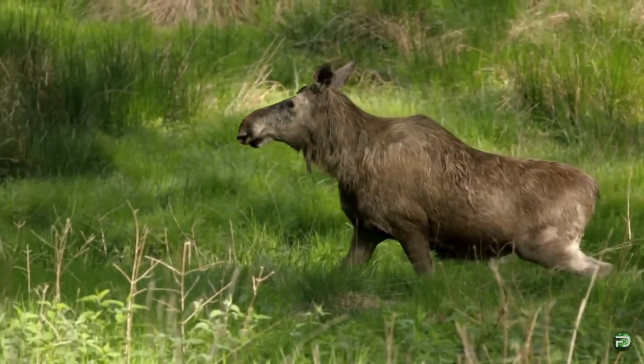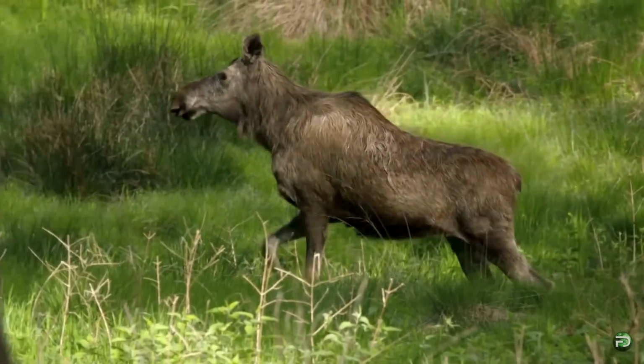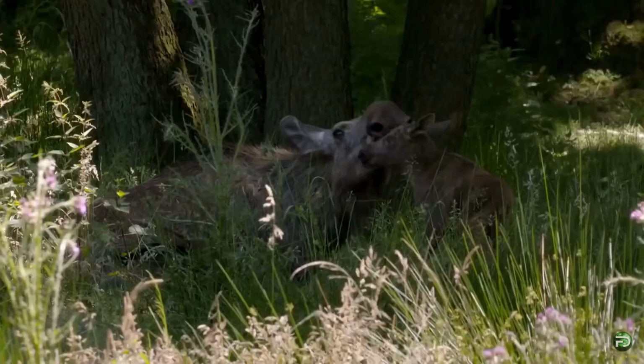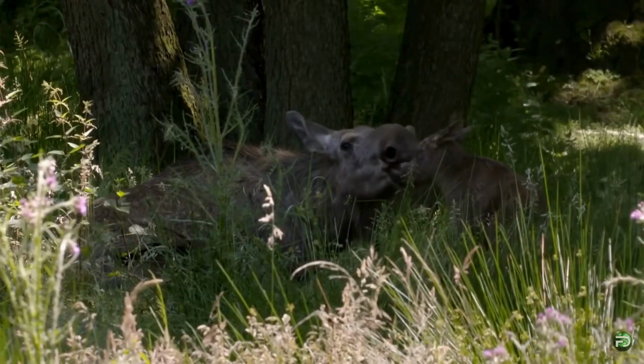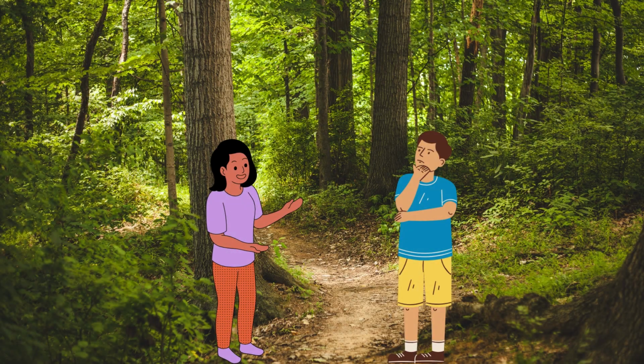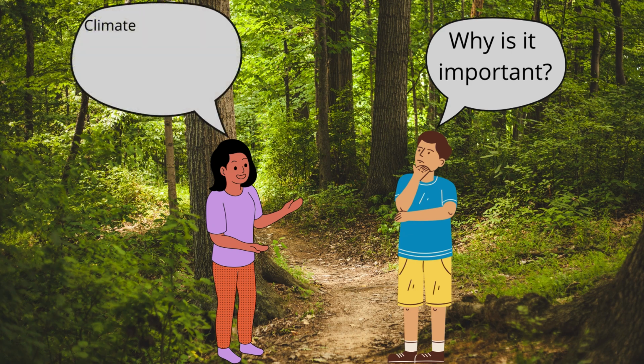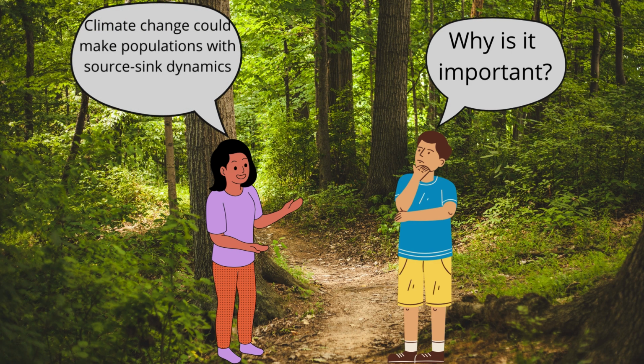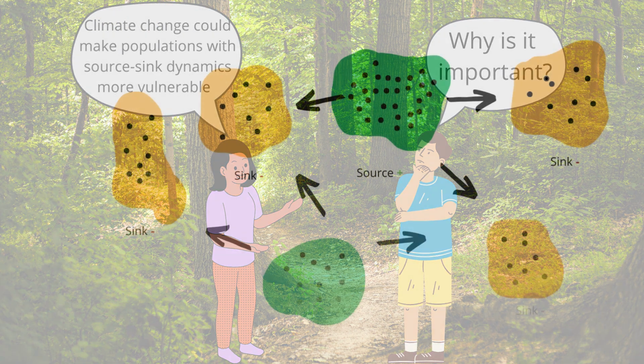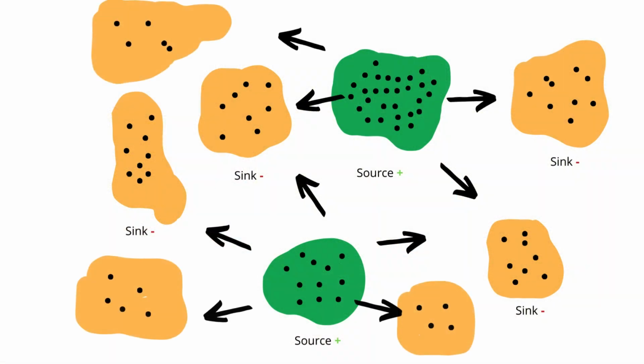All the surrounding sink populations could now change to source populations. More sources and fewer sinks result in an increase of the overall population. Why is it important to know how climate change impacts source-sink dynamics? Climate change could make populations with source-sink dynamics more vulnerable. More or more severe sinks can accelerate population decline and increase extinction risk.